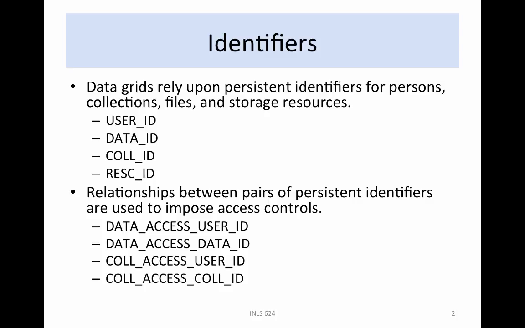The creation of access controls relies upon the existence of these internal unique identifiers. Instead of defining a relationship using the name of the data file or collection and the name of the user, the relationship is specified between the unique internal identifiers. Thus, data access user ID contains the unique user ID for a person. Data access data ID contains the unique data ID for a file. Coll access user ID contains the unique user ID for a person. Coll access coll ID contains the unique coll ID for a collection.